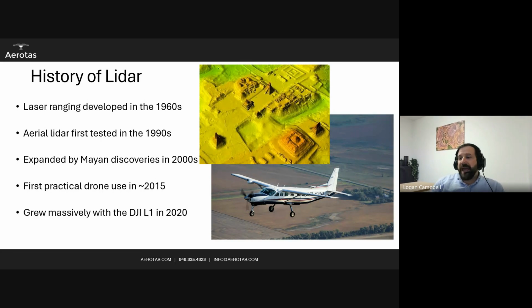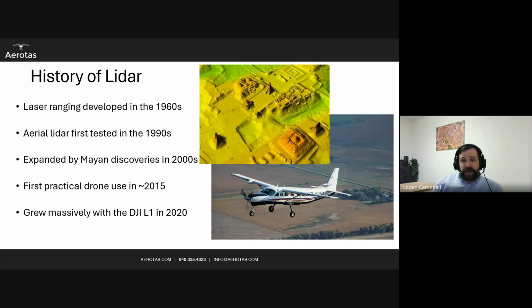And it really grew massively with the DJI L1, which was the first easy to use and cost-effective drone LiDAR, in the year 2020, that's kind of a while ago. The DJI L1 is still a fully functional sensor today, for being 5 years old.